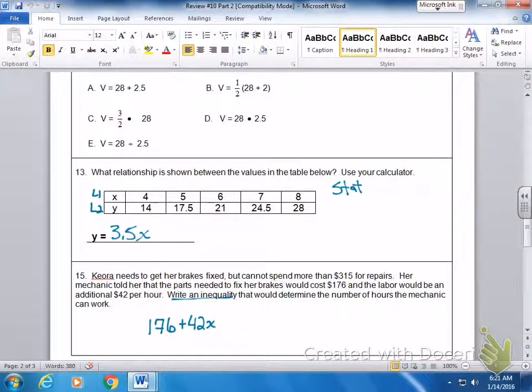Now, she cannot spend more than $315. So $315 cannot be bigger than our equation. So I'm going to say that, so $315 needs to be smaller. I'm sorry, I got that backwards. $315 needs to be bigger, because if we get more than $315, we don't have enough money. And it's equal to, because we can spend that much.